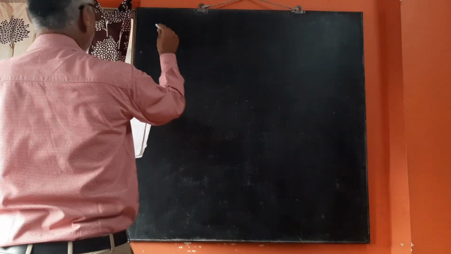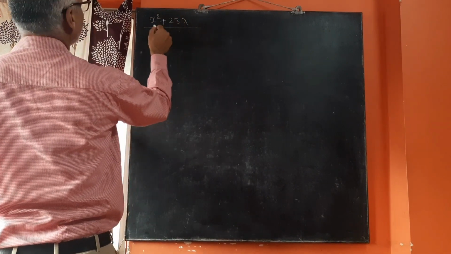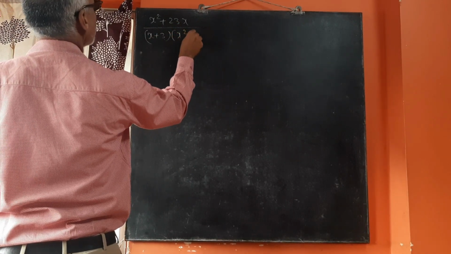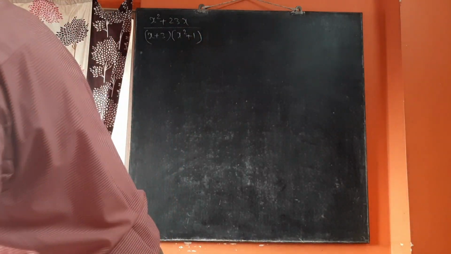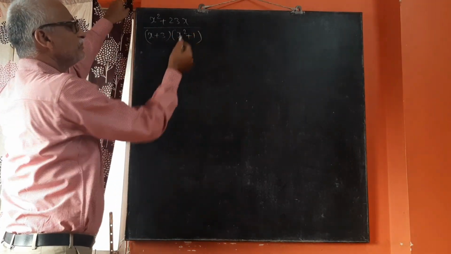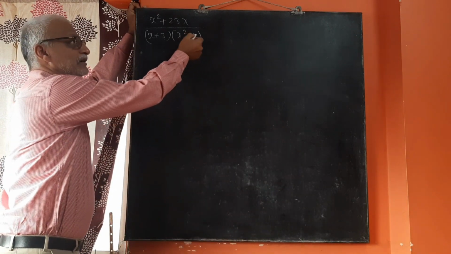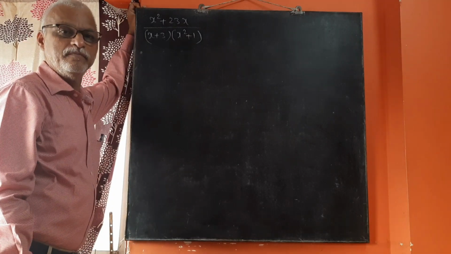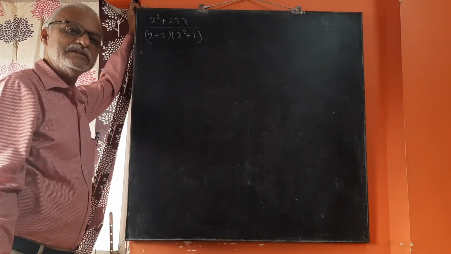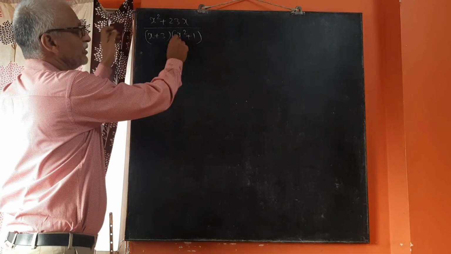Find the partial fractions of x square plus 23x divided by (x plus 3) into (x square plus 1). Now see here, x plus 3 is the linear factor and x square plus 1 is a quadratic factor which is not factorized into a linear form. I repeat again, x square plus 1 is a quadratic equation which is not factorized into the linear form. So we have to consider the third case.